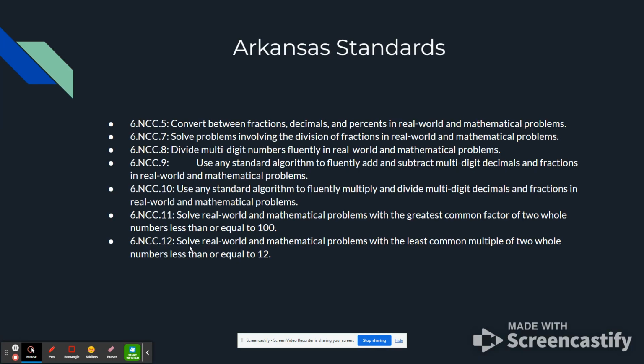How do these tools relate to Arkansas standards? Well, based on all these standards right here, you can really see that what we want as teachers is to find problems that can relate to the real world. Like use real world mathematical problems. Use real world mathematical problems for fractions and decimals. Real world mathematical problems with common factors of two whole numbers, and so on.